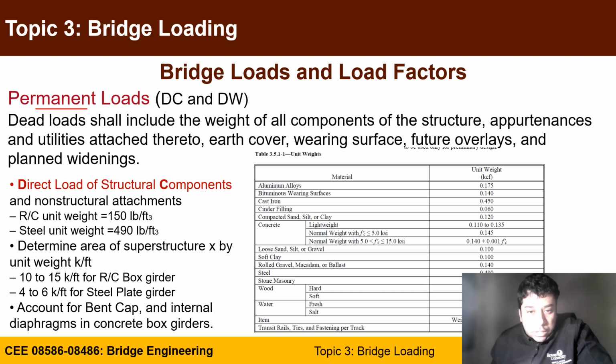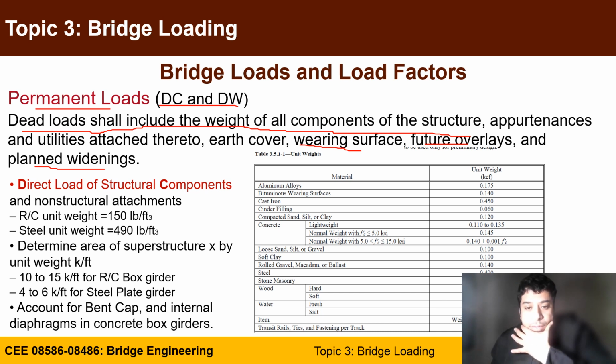For permanent loads, DC and DW, dead load shall include the weight of all components of the structure, appurtenances, and utilities attached thereto, earth cover, wearing surfaces, future overlays, and planned widening. This is from the code. And in this table, you will see the unit weights of different materials. You can see here, I'm covering it a little bit.